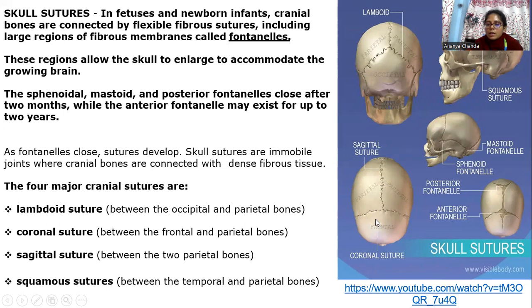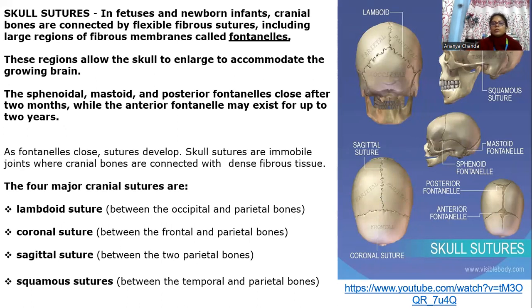Then comes the sagittal suture. Sagittal suture holds the two lobes or the two parts of the parietal bone. So this two parts of the parietal bone are joined by the sagittal suture. Next come the squamous sutures, which are present between the temporal and parietal bone. So this is the temporal and this is the parietal bone. So this is the squamous suture, which is holding the temporal and the parietal bones.